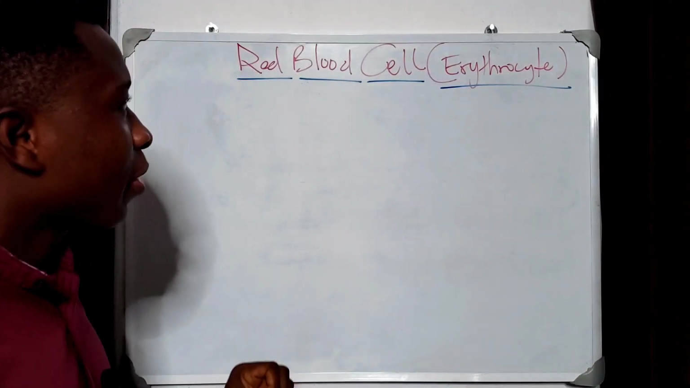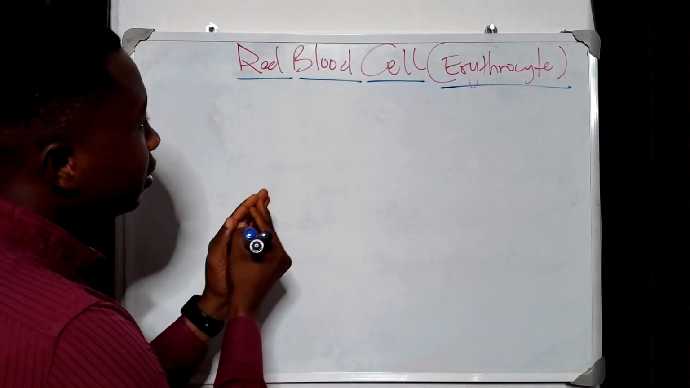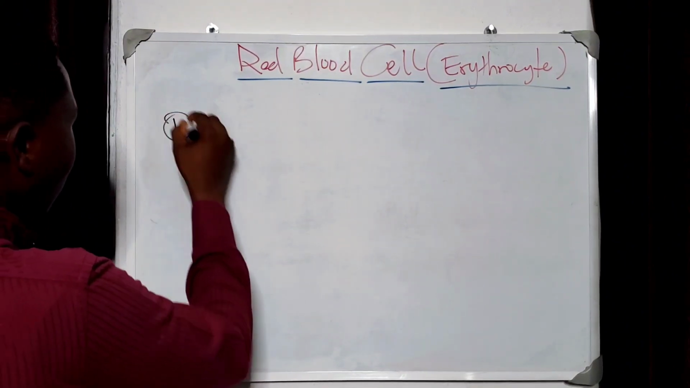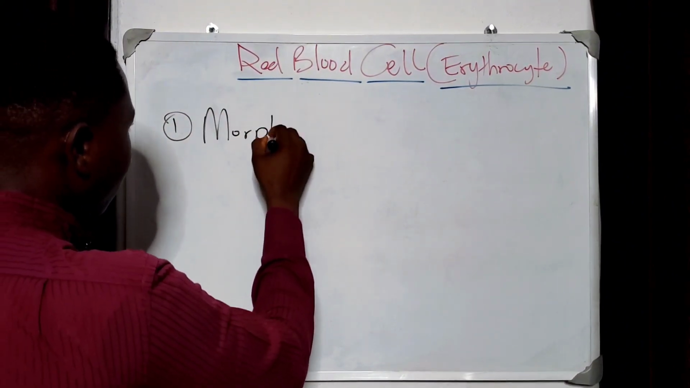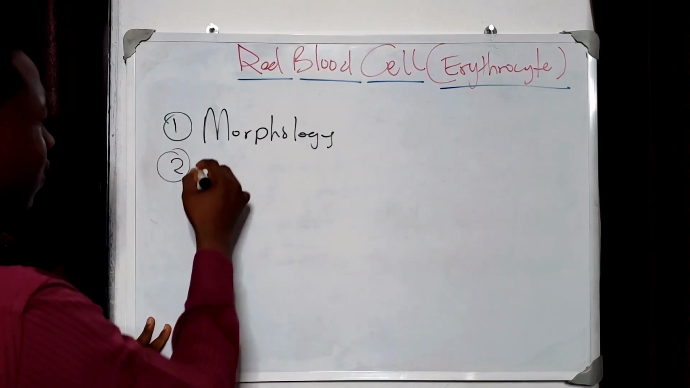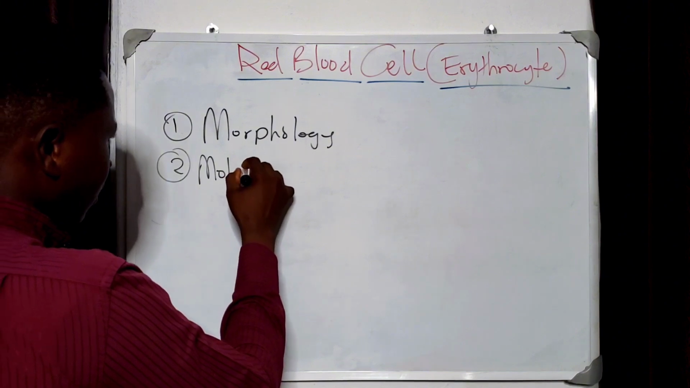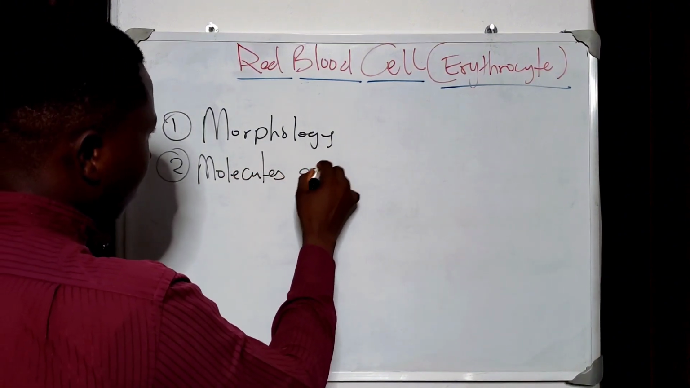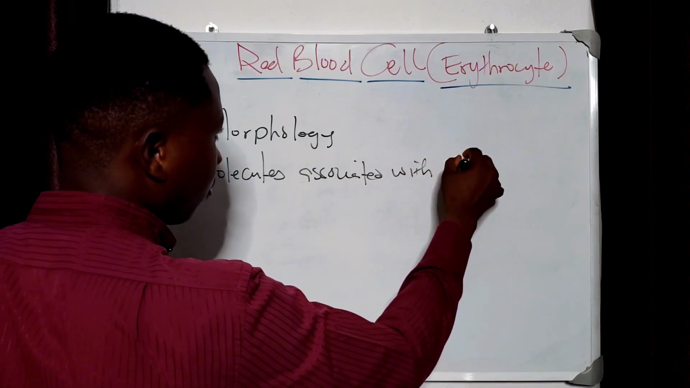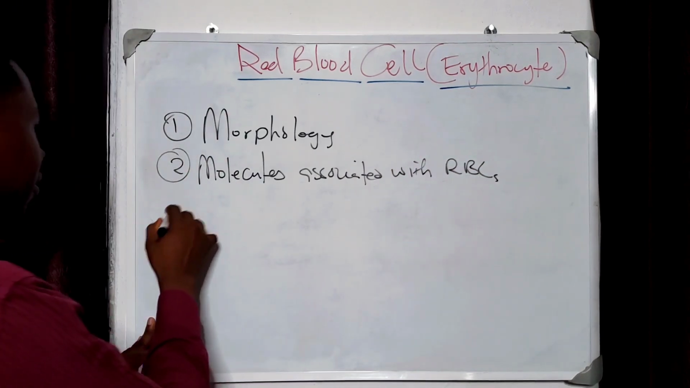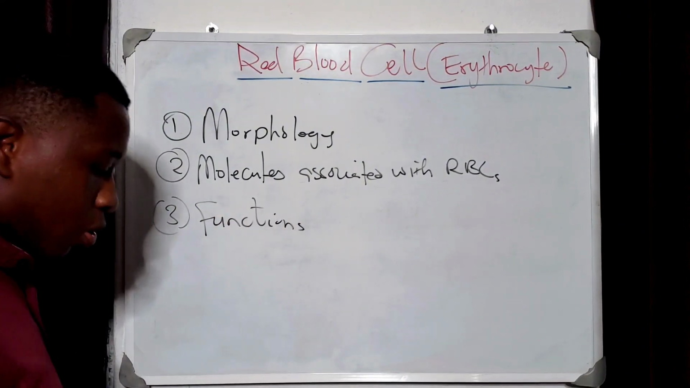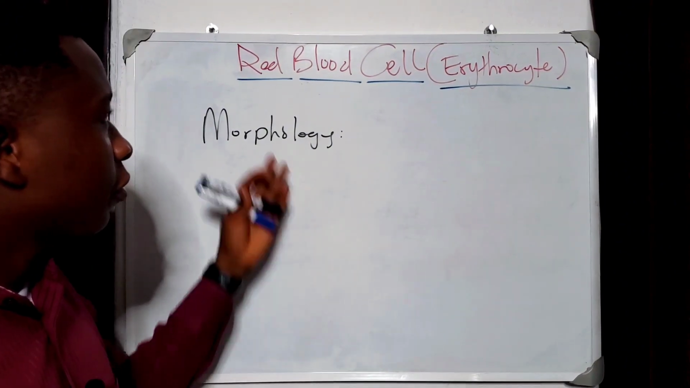Now, going into the red blood cell, we're going to be looking at this type of cell on three distinct bases. Firstly, their morphology. Secondly, the molecules associated with the cell. And thirdly, their functions. Okay? Now, looking at the morphology of the red blood cell.